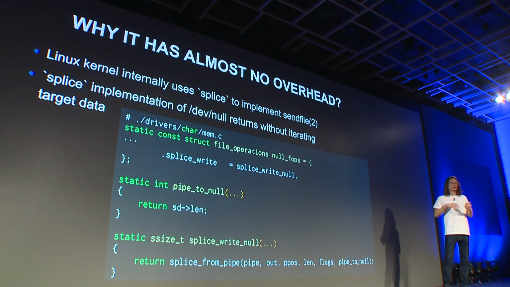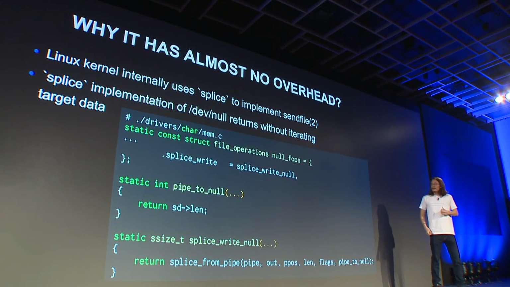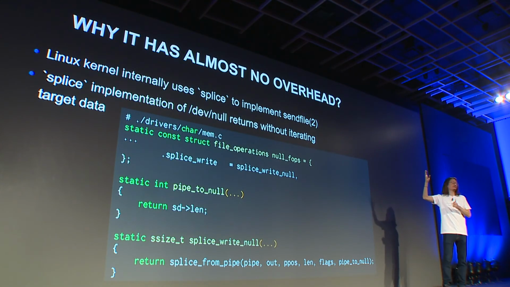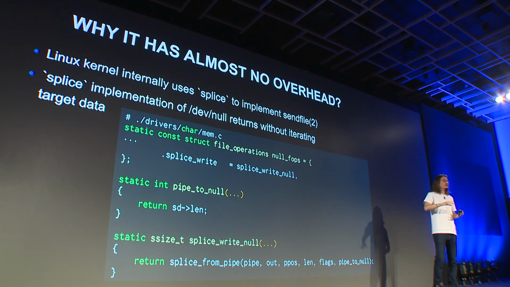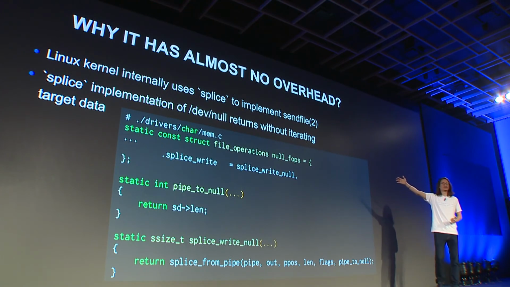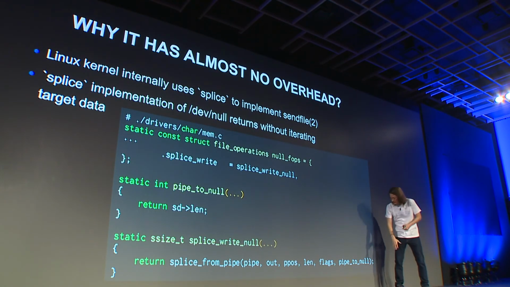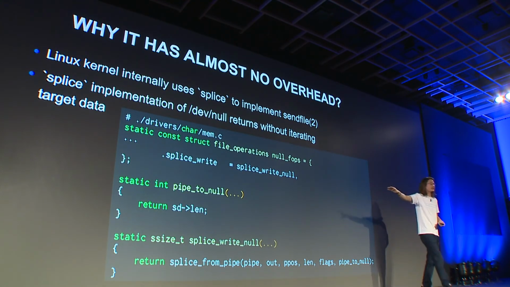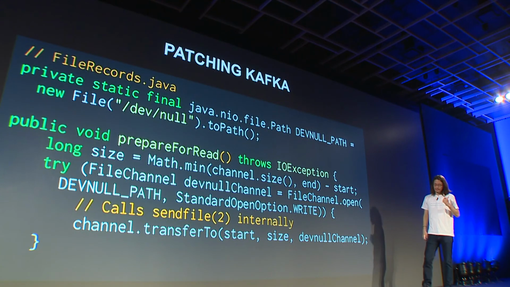This behavior was very interesting, so we tried to find out more and looked at the internal implementation of the Linux kernel. I'm not going to get into the details, but simply put, the sendfile API is implemented internally in Linux by splice, and each device driver has its own splice implementation. Here we show the null device driver. As you can see, the splice_write_null function internally calls a function called pipe_to_null, and within that function the memory copy doesn't happen at all. That's how we got the confirmation.